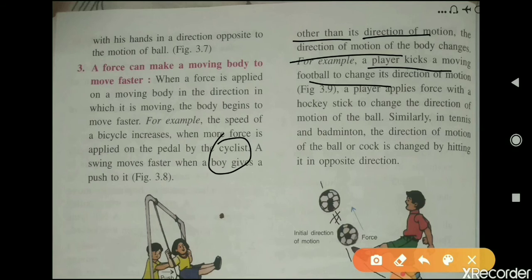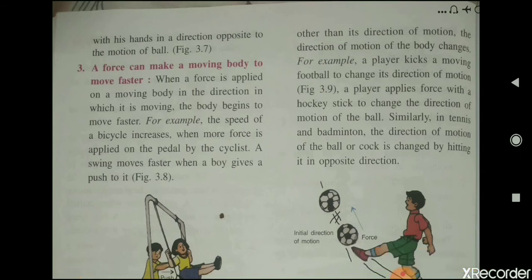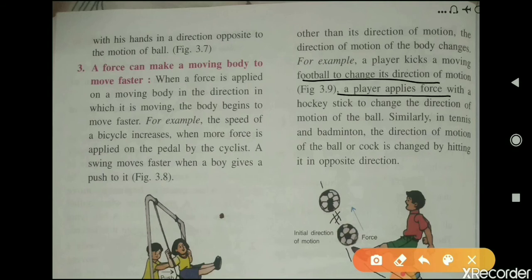Means suppose you are standing here and the ball comes towards you. What will you do? If you kick the ball, it will again move in some other direction, the direction in which you kick the ball. So you can change the direction of a ball by kicking it. A player kicks a moving football to change its direction of motion. A player applies force with a hockey stick to change the direction of motion of the ball.